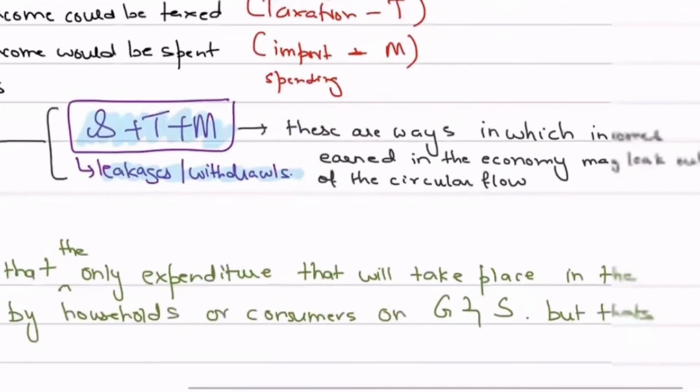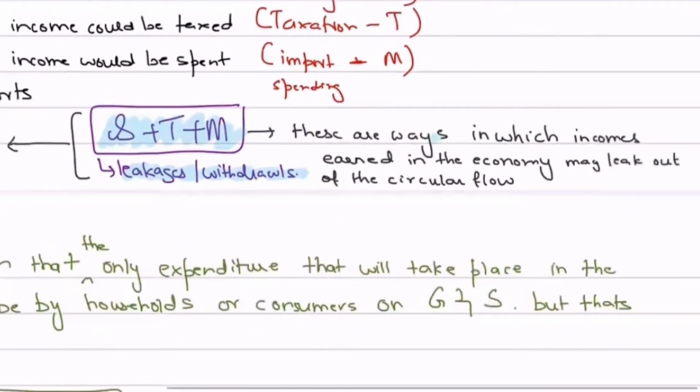It shows that, in these ways. In what ways? In these ways. What are these ways, Abira? Saving, taxes, imports. In these ways the incomes earned, whatever the household earned as factor rewards in the economy, may leak out of the circular flow of income.